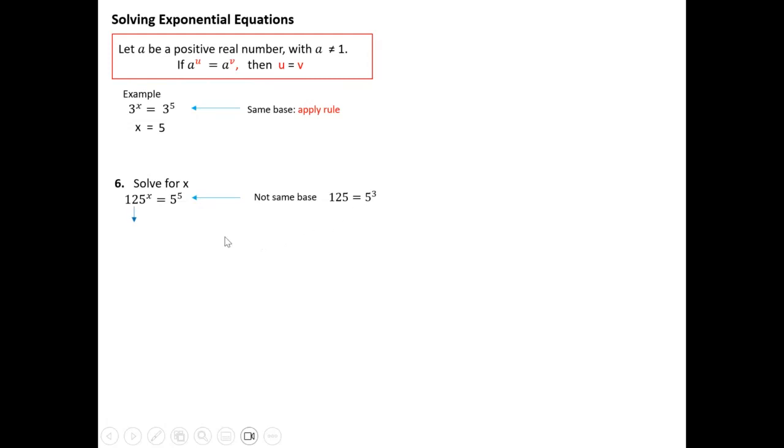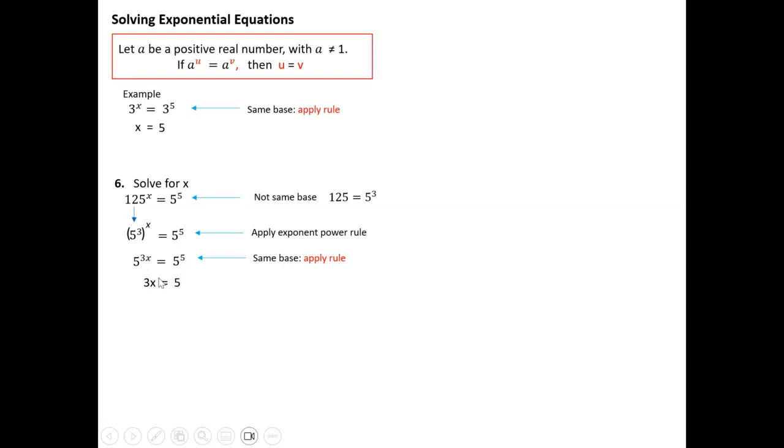So now I'm going to plug in 5 cubed for the 125, and we bring down the x, the exponent. Here, guys, on the left side, we're going to apply the exponent power rule, which means when you have a power to a power, you multiply the powers. So the left side becomes 5 to the 3x equals 5 to the 5th power. Now we have the same base.